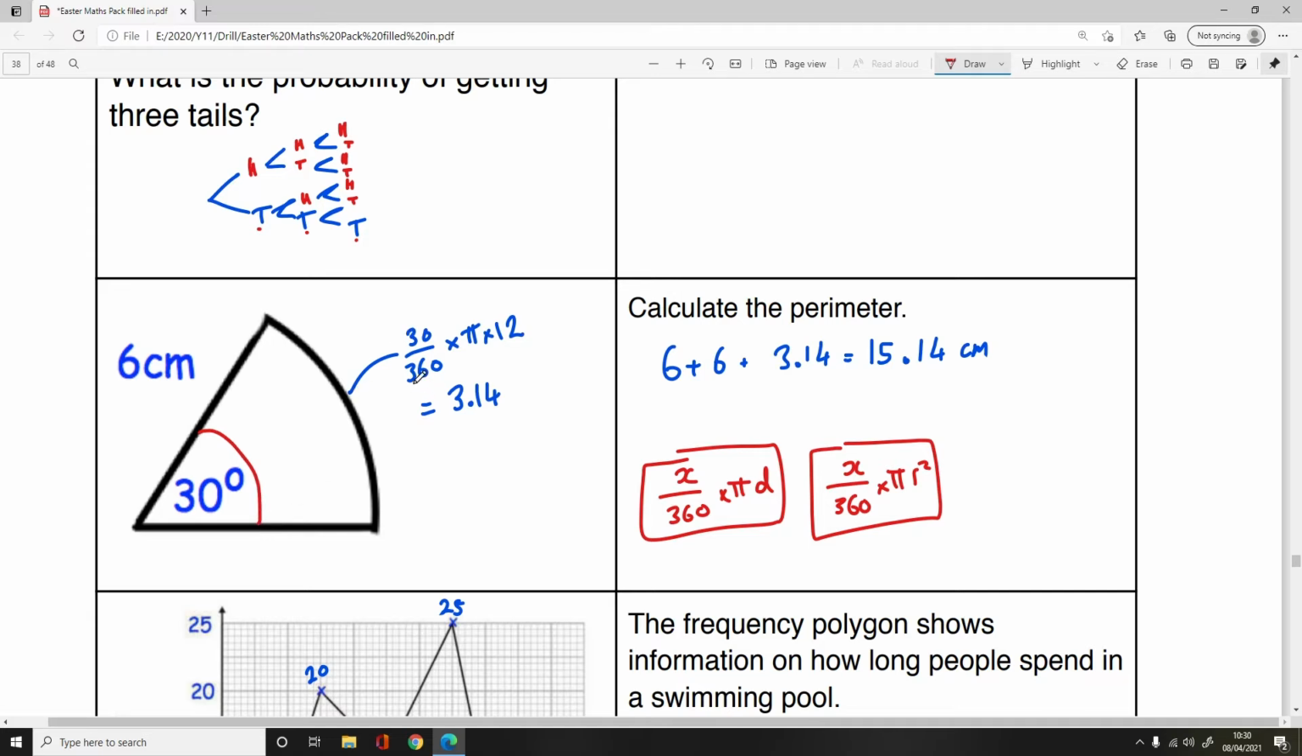So in this case, 30 over 360 times pi times 12 is what we need to do, and that's going to give us 3.14 for this curved bit. But we don't just want the curved bit, we want the entire perimeter, so we've got to add on the 6 that we can see, and the other 6 for the radius. 6 plus 6 plus 3.14 gives you 15.1 centimetres. There we go.